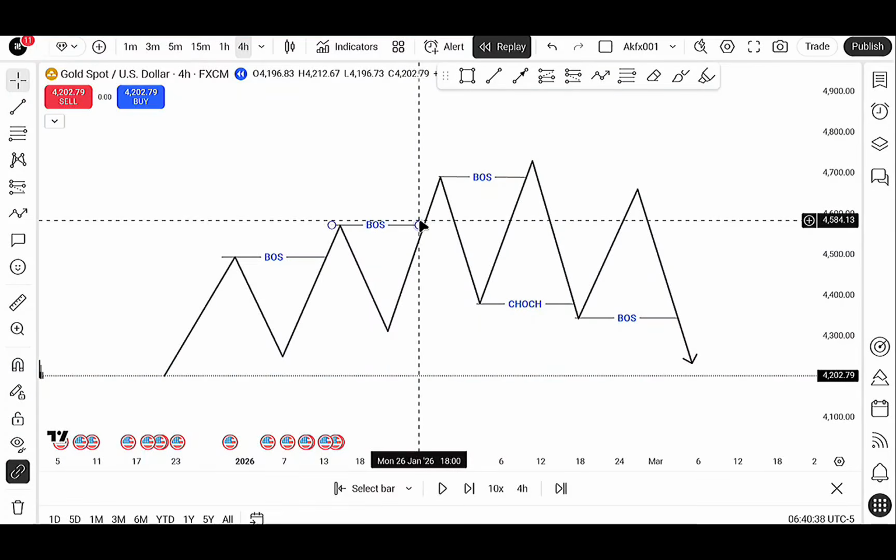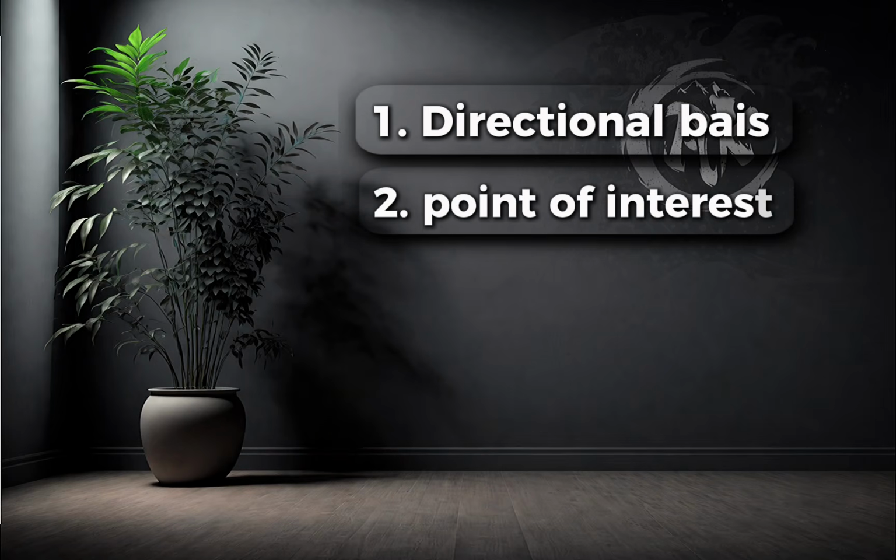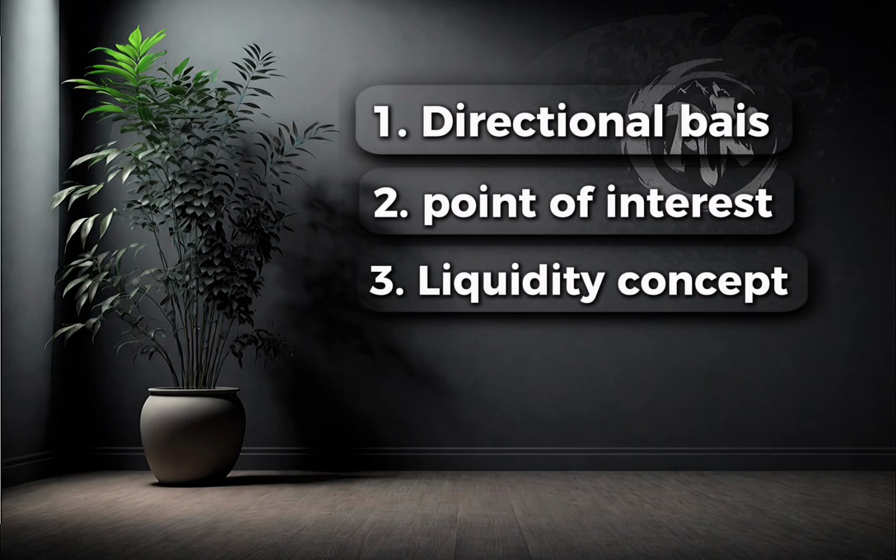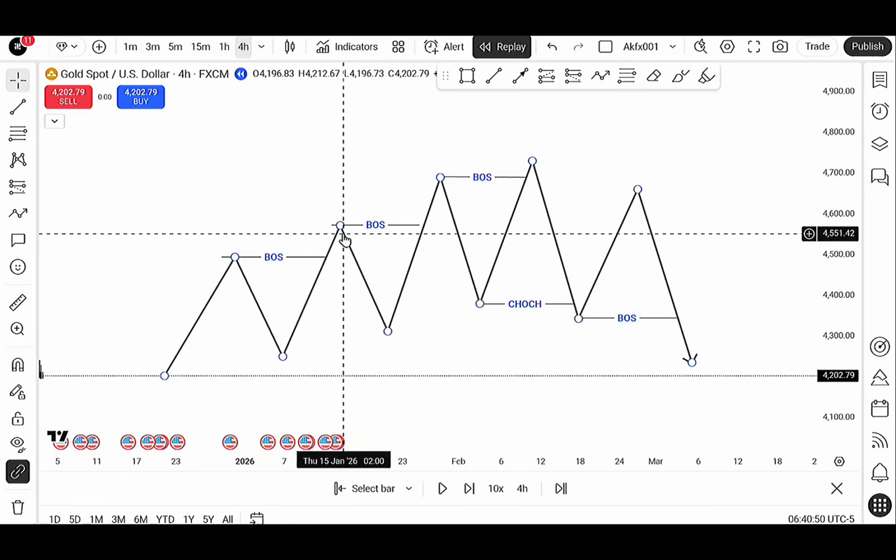The first is going to be directional bias. The second is point of interest. The third, I'm going to be giving you guys, is the liquidity concept. Lastly, where the update comes in, LTC confirmation. This is an update that you wouldn't love to miss.